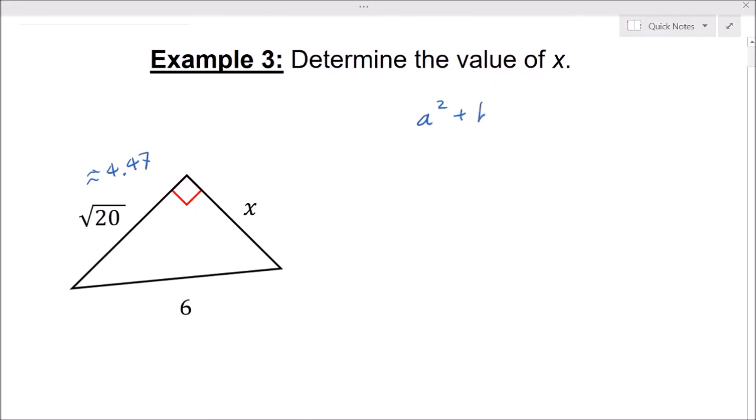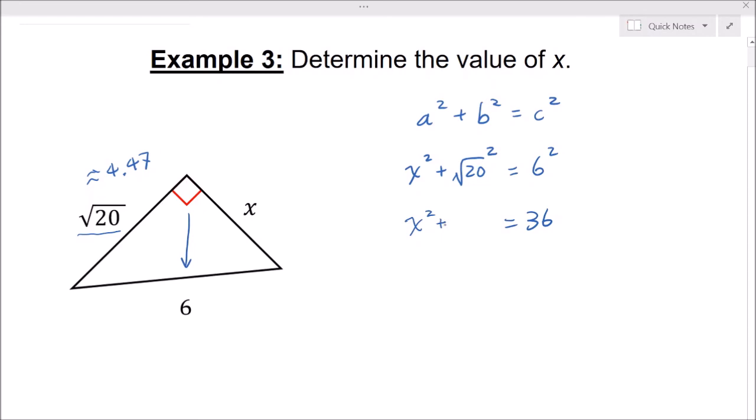A squared plus b squared equals c squared. Just be careful which one's c. 6 is c, so a squared plus b squared equals 6 squared. And then what about a and b? So let's start with x. x can be a. And then the square root of 20, you're going to plug the whole thing in where b is. So you get square root of 20, all of that squared. Now let's start with the easy thing. 6 squared is 36. Then x squared we can't simplify. Plus square root of 20 squared.